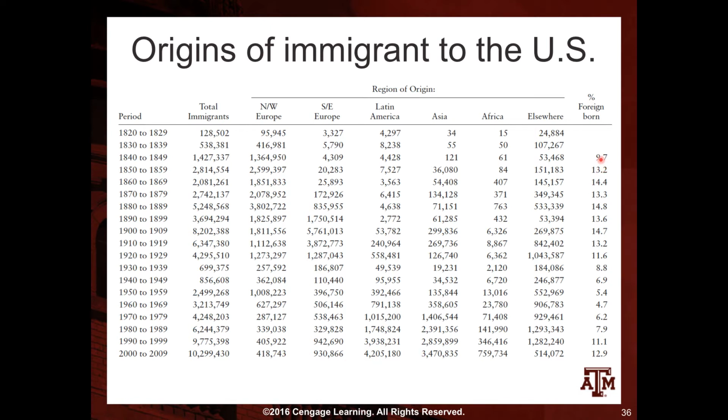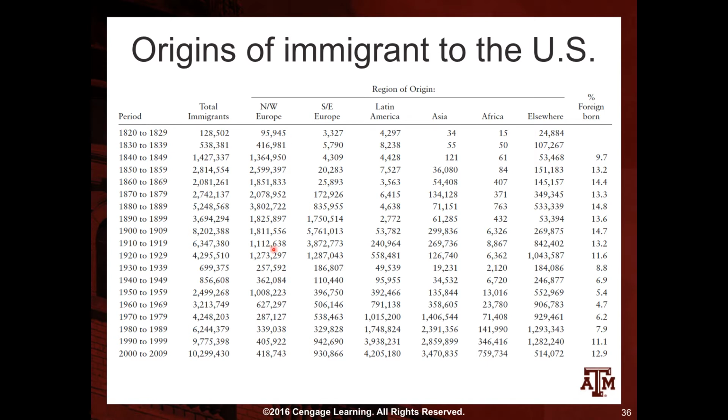And here is the percentage of the foreign-born population overall in the US. So it increased up to the 1900s, 1900 to 1909, and then it declined, and now it has increased again. And as we saw in previous graphs, it has been kind of stable in these last years, around 13%. So this information here breaks down the region of origin of immigrants in the US.